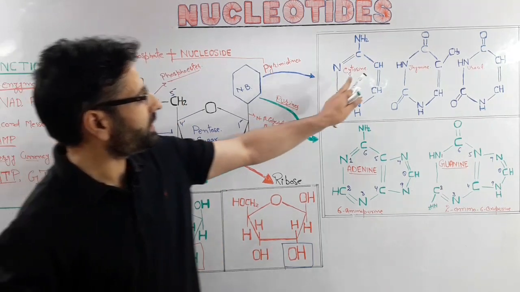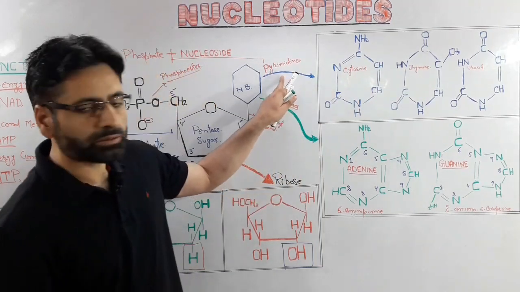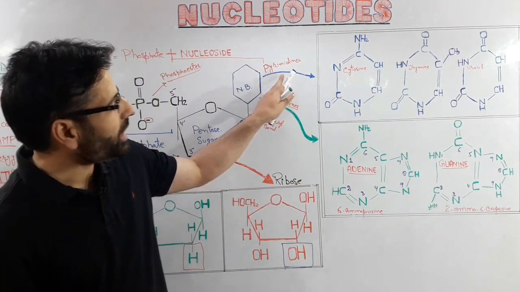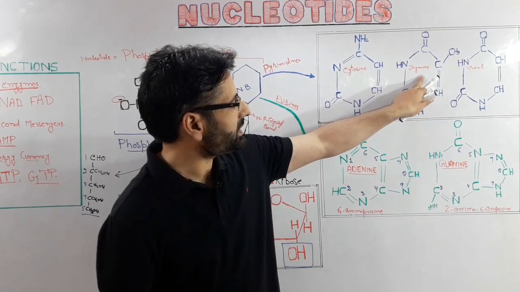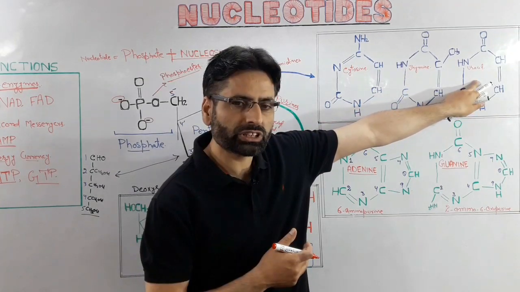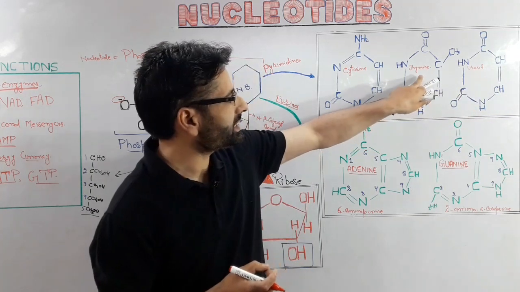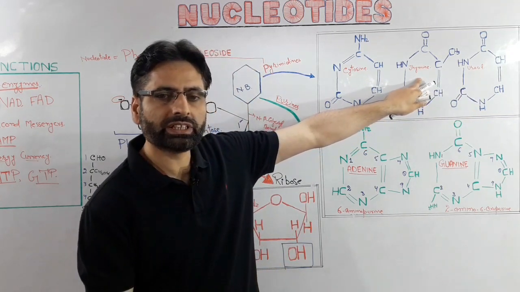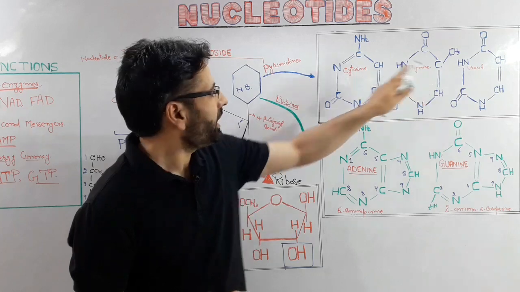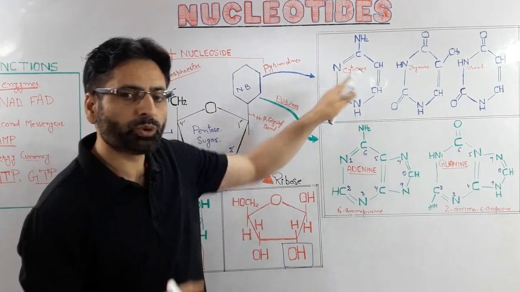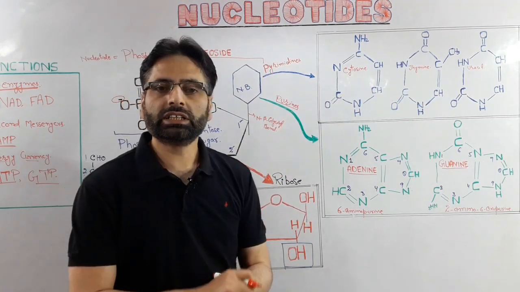So these three nitrogen bases are pyrimidines, and among these three nitrogen bases, as I said, uracil is present only in RNA molecules, thymine is present exclusively in DNA molecules, and cytosine is present both in RNA as well as the DNA molecule.